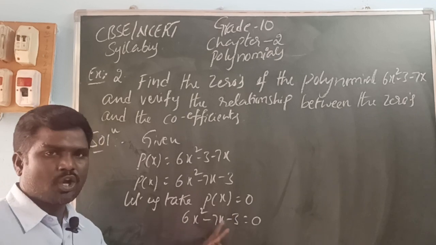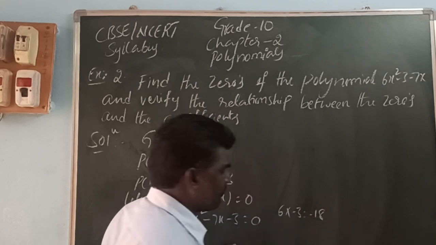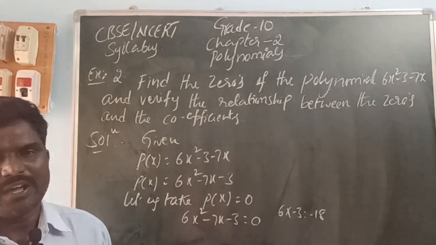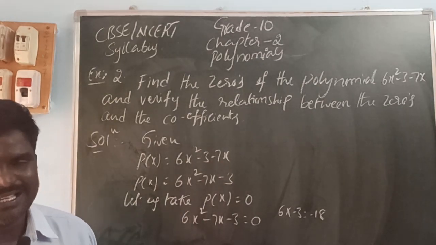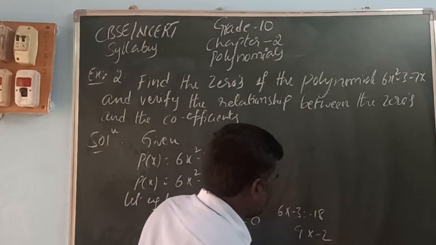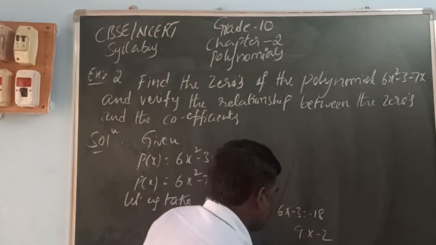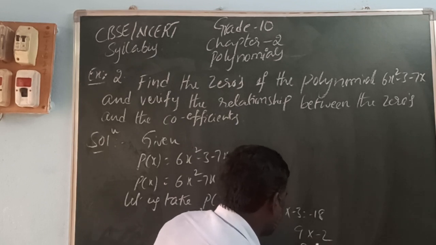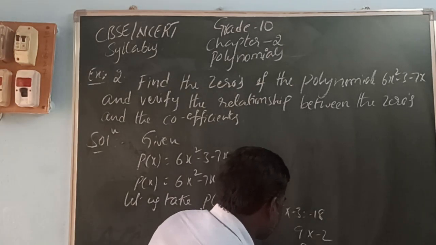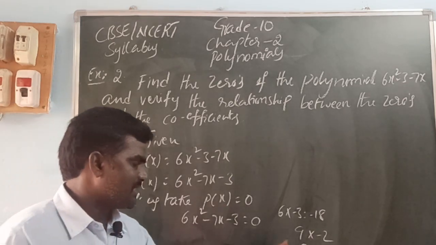The x square coefficient is 6, the constant is minus 3. 6 into minus 3, how much is that? Minus 18. So for the factors of minus 18, we take any two factors whose sum or difference becomes the x coefficient. Here 9 into minus 2, plus into minus is minus, 9 twos are 18. Or minus 2 minus 9 into 2. So here minus 9 plus 2 is how much? Minus 7.